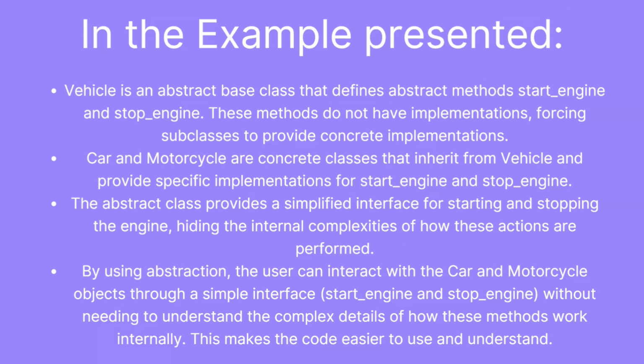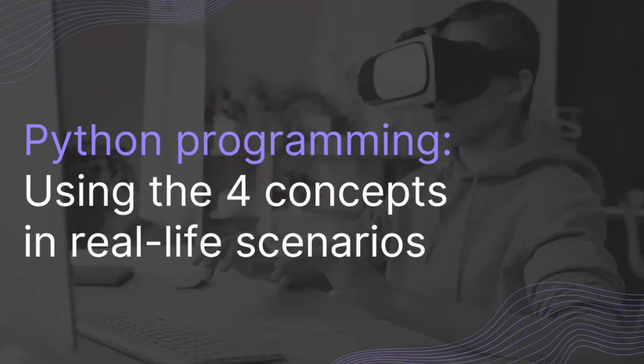By using abstraction, the user can interact with the Car and Motorcycle objects through a simple interface, which is start engine and stop engine, without needing to understand the complex details of how these methods work internally. This makes the code easier to use and understand. So next is using the four concepts in real life scenarios.